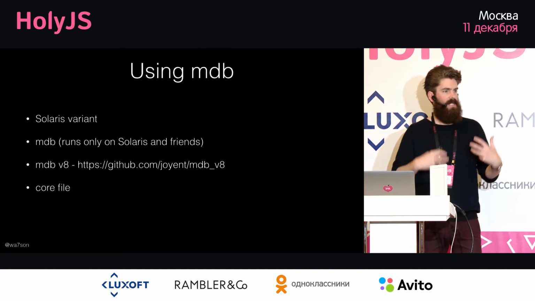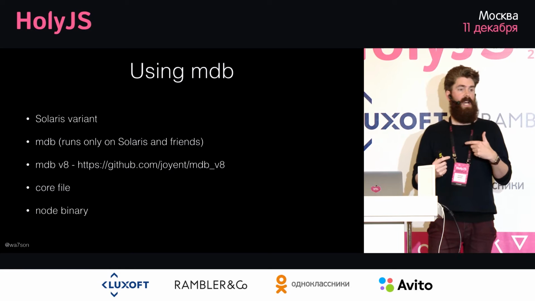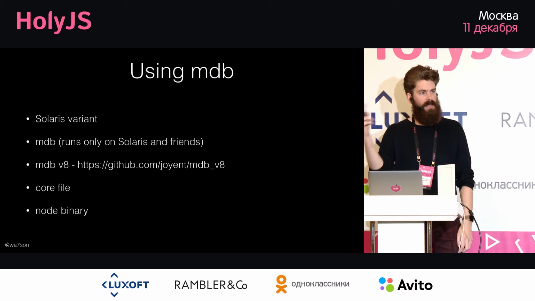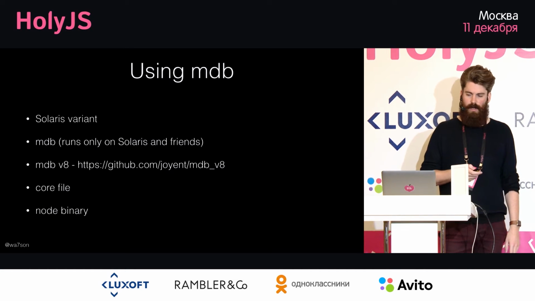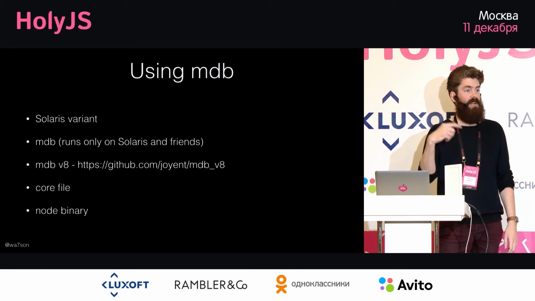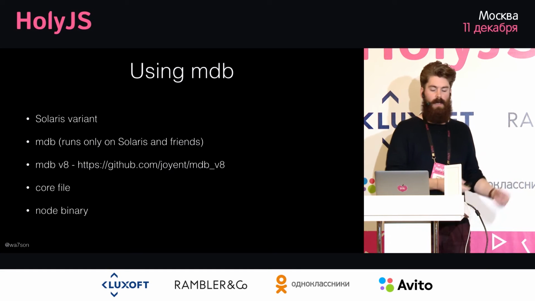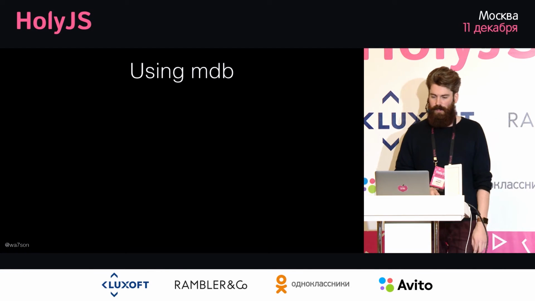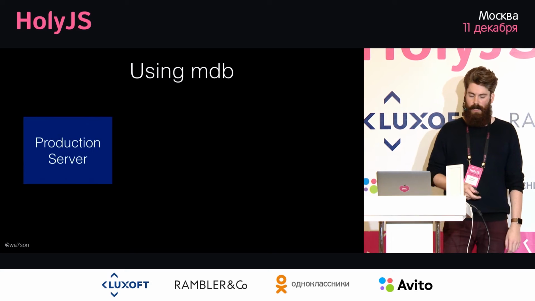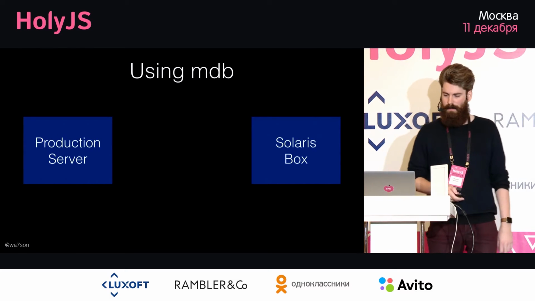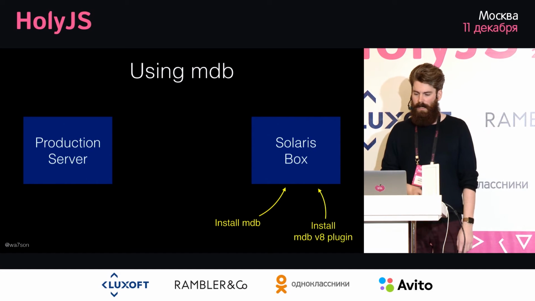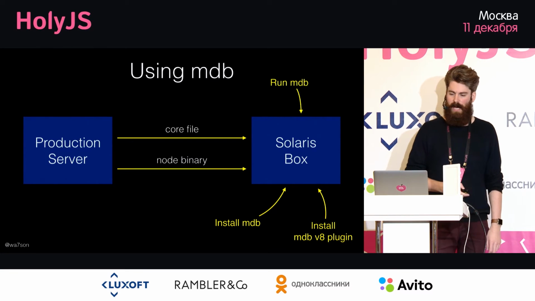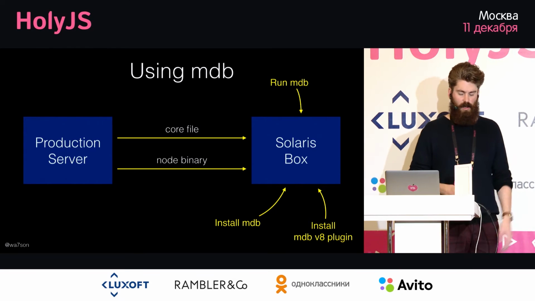You need the core file that is dumped on disk, and you also need the Node binary used to generate the core file. So when you get the core file, you need to get that off your machine, including the binary running on the machine, to be able to debug this in a different place, because you don't want to do this on your server, of course. So you have your production server, and you have your Solaris box. On that, you install MDB, you install the MDB v8 plugin, then you transfer the core file, you transfer the Node binary, then you run MDB, you're golden.